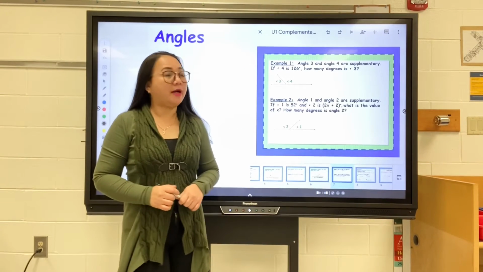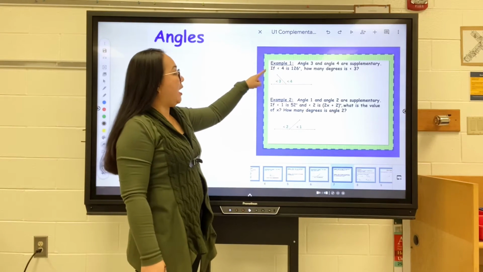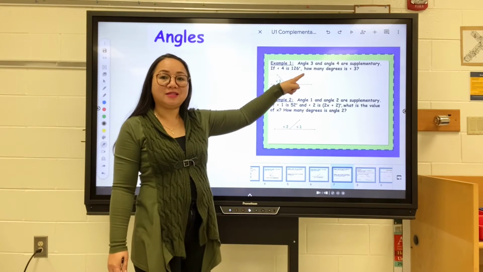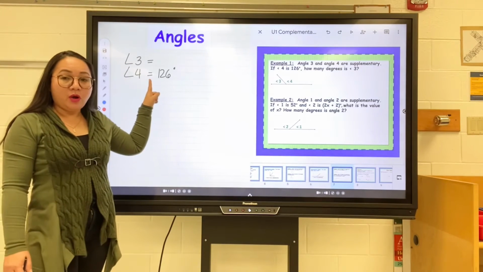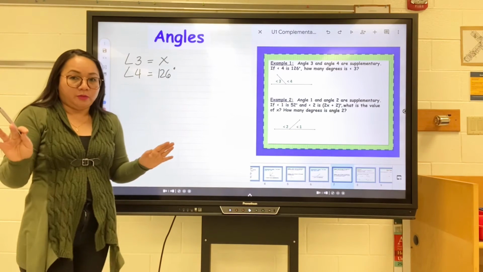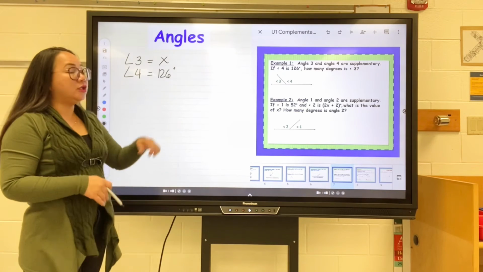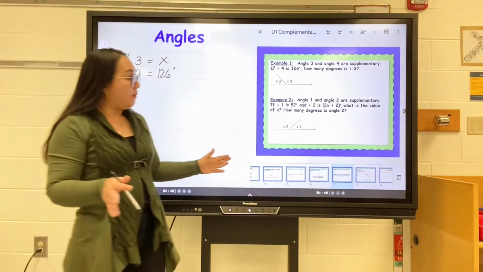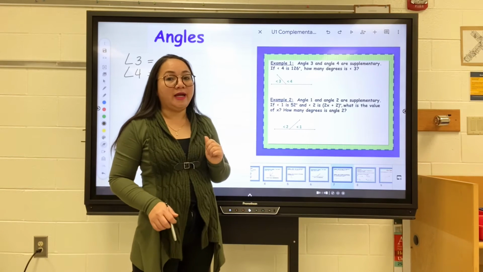Okay, consider example 1. Angle 3 and angle 4 are supplementary. If angle 4 is 126 degrees, how many degrees is angle 3? We'll write it down. We do not know what angle 3 is, so we will write down a variable. That means unknown. We do not know yet. But we know that angle 4 is 126 degrees. And we know that the sum of the two angles is 180 degrees.